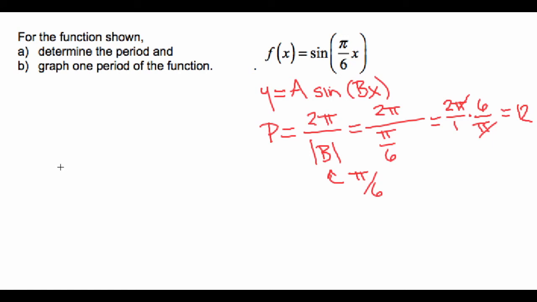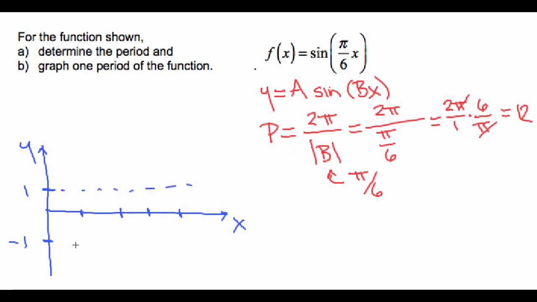Now to sketch the function, what I'll do is create my axes. Here's x, here's y, and what I'm going to do is sketch one period. So I'm going to mark the midpoint and endpoint and quarter points. And I know my range for sine, well, that's -1 to 1. I'm just going to dash in horizontal lines at y equals -1 and y equals 1.